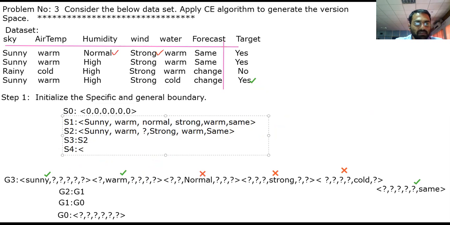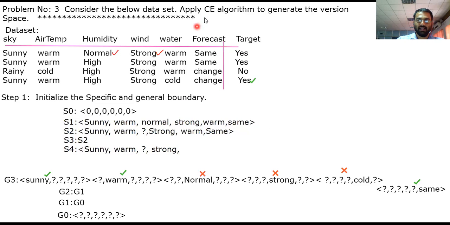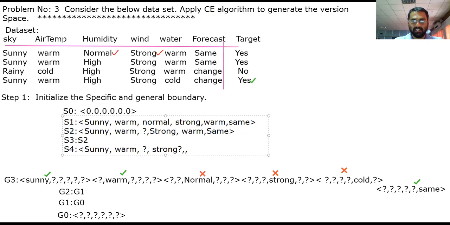So x4 is a positive instance. Let us apply the Find-S algorithm. Sunny and Sunny is Sunny. Warm is there, here also warm is there. Question mark multiplied by anything is question mark. Strong, strong, both are same. Warm and cold is there, correct? Cold is there, warm is there. So we need to accept both attributes, generalize it as per the Find-S algorithm. Change same is there, so question mark.